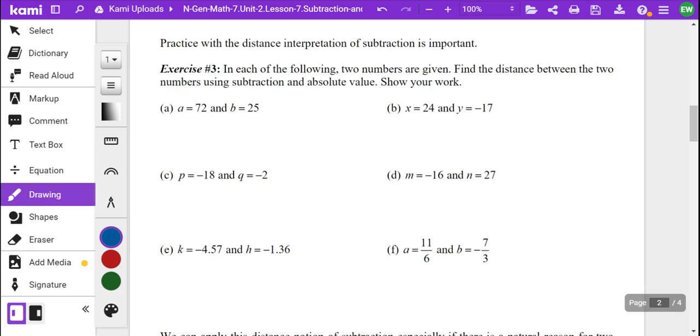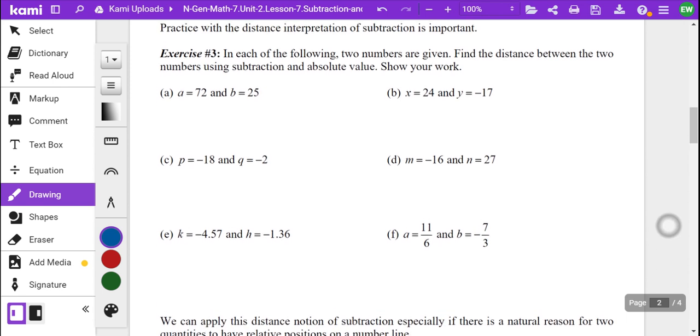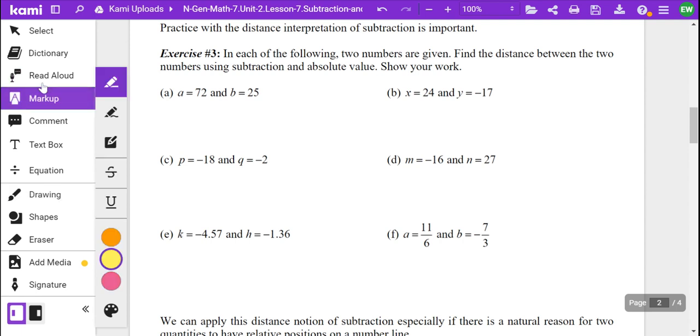So practice with the distance interpretation of subtraction is important. So you have 6 problems. We're going to do 2 together. I think we're going to do really B and F together. Nope. Let's do C and F together, and then the rest you'll be doing on your own. So let's start with C.